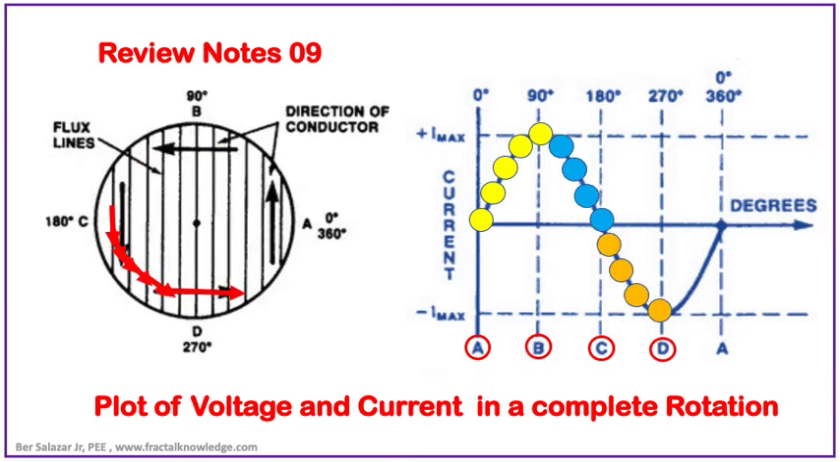When the conductor moves from point C to point D, the conductor maximizes the cutting of the flux line and the graph reflected going to point D at 270 degrees of rotation. When the conductor moves from point D to point A, the conductor reduces the cutting of flux lines and the graph reflected going to point A at 360 degrees of rotation. One cycle of revolution was completed.